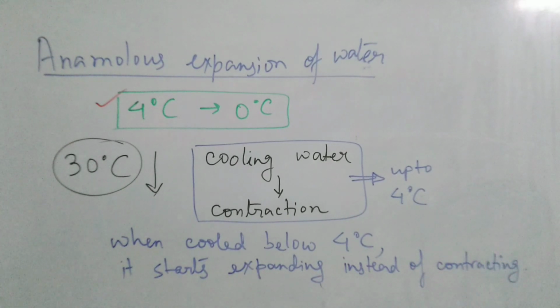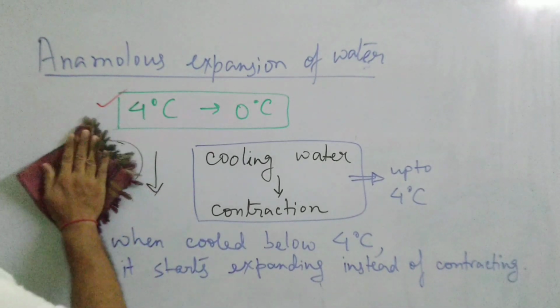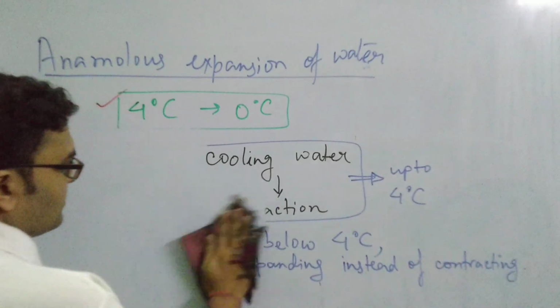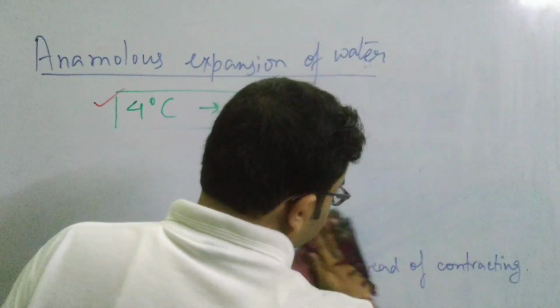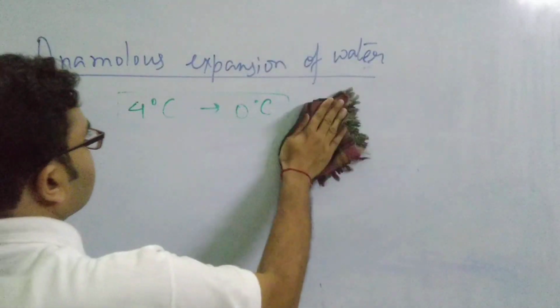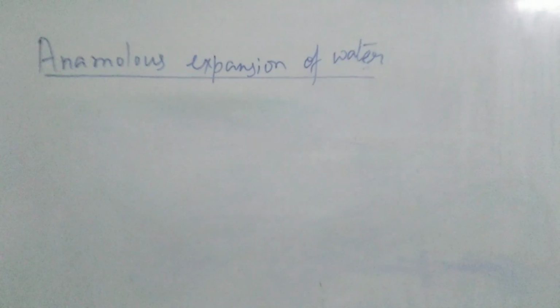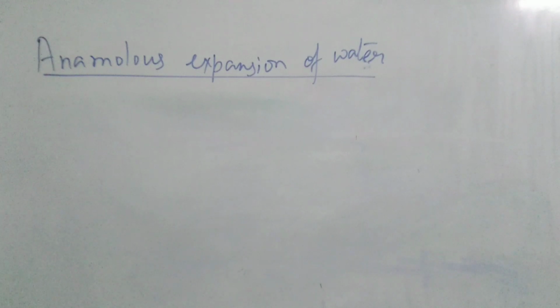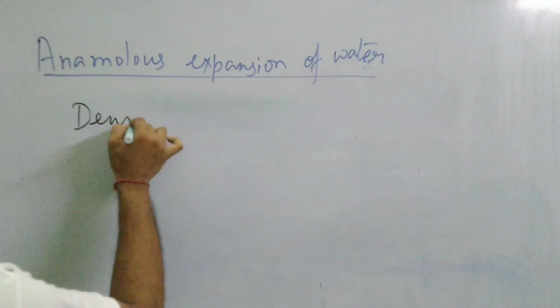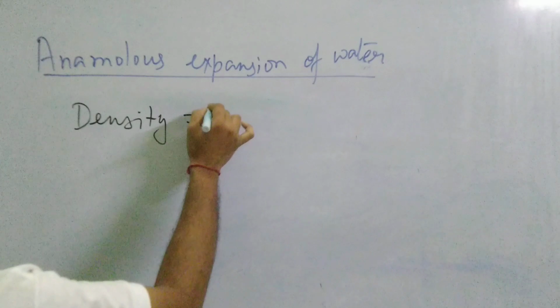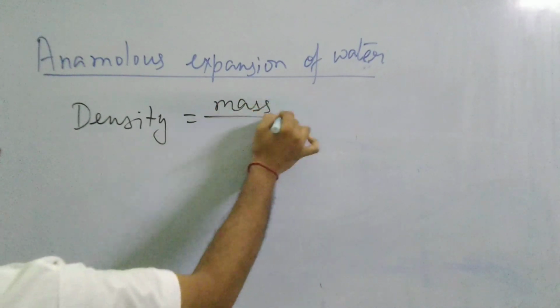Now, what is density of a substance? Can you think what it is? It's mass per unit volume, isn't it? So can we say that the density of water keeps on increasing when you cool water? Definitely, this is the same for every other substance. Density is equal to mass by volume.